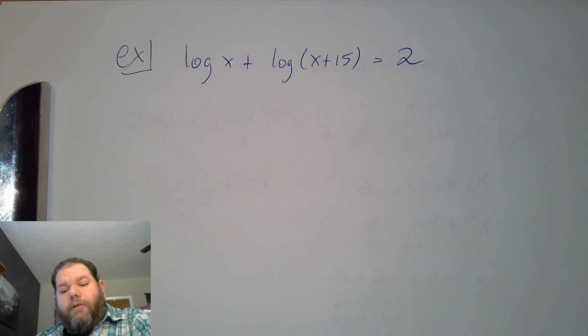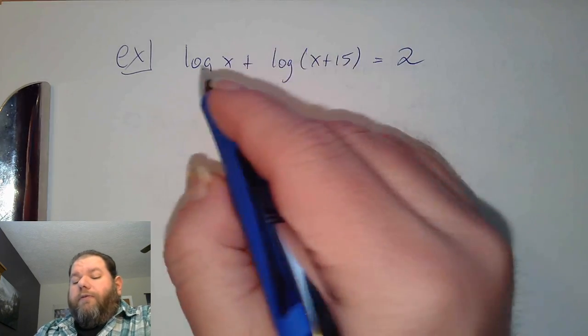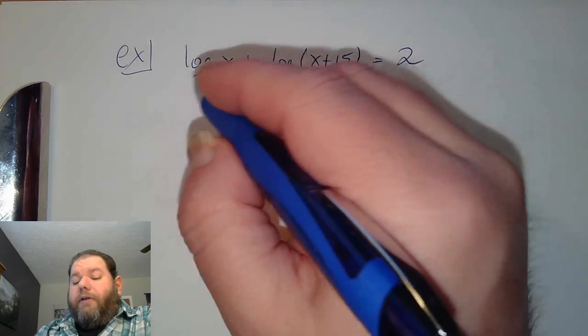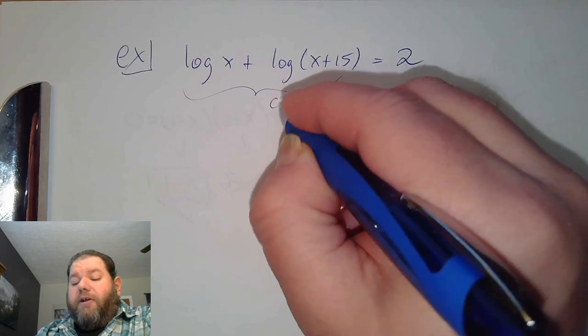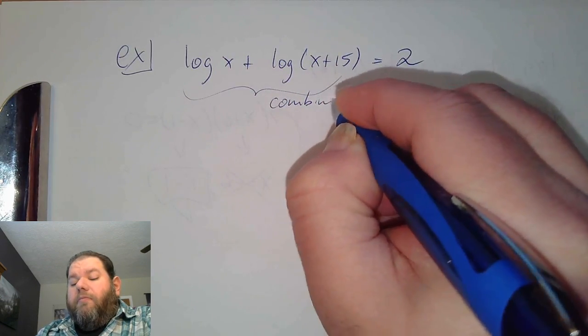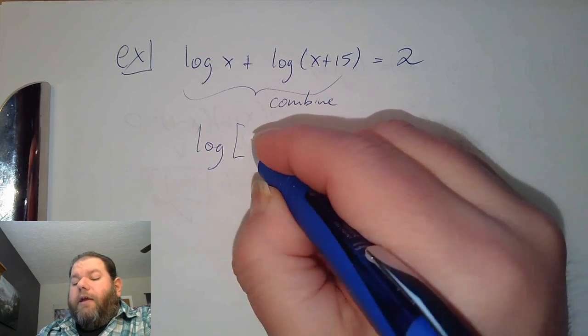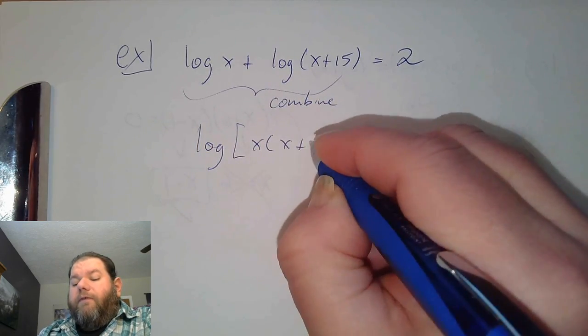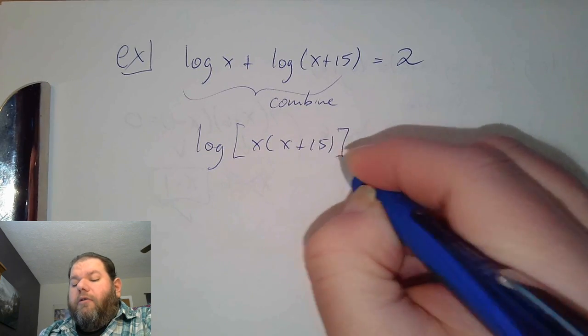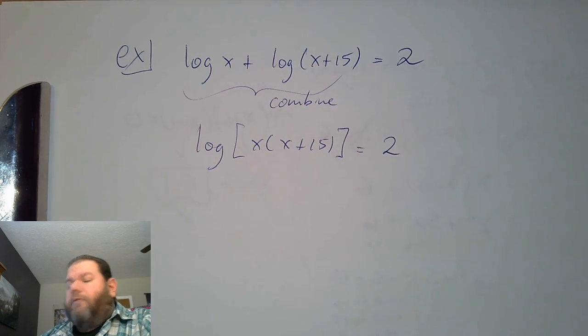Log of x plus 15 is equal to 2. Now again, we have two logarithms on the left-hand side. Step 1 is combine them. So we end up with log of x times x plus 15 equals 2.